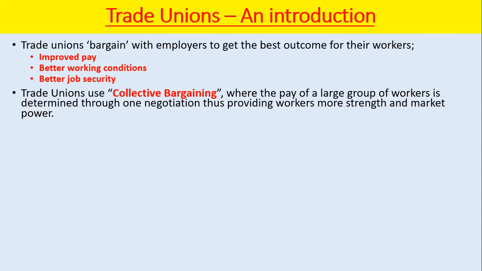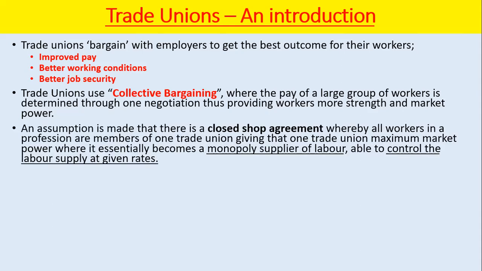If one worker wanted higher wages, one worker versus their employer is unlikely to get very far, as they have very weak market power in negotiating with their employer. However, if you had a team of 50 people fighting for higher wages, the voice of the collective group is likely to have greater impact. We often talk about what's called a closed shop agreement with trade unions.